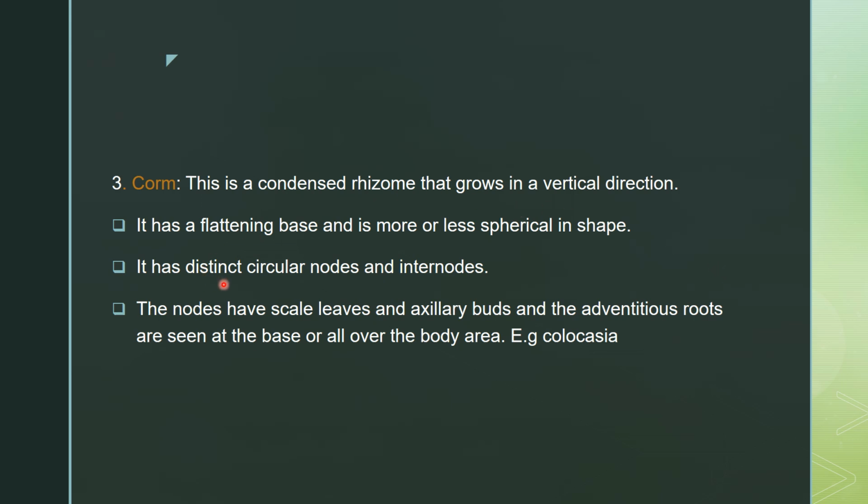It has distinct circular nodes and internodes. The nodes have scale leaves and axillary buds, and the adventitious roots are seen at the base or all over the body area. So the adventitious roots are not just at the base of the corm, they can be all over the body area. An example of a corm is the Colocasia plant.